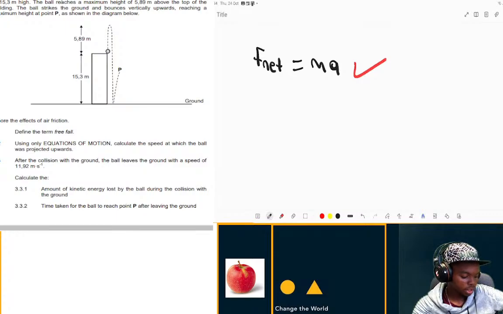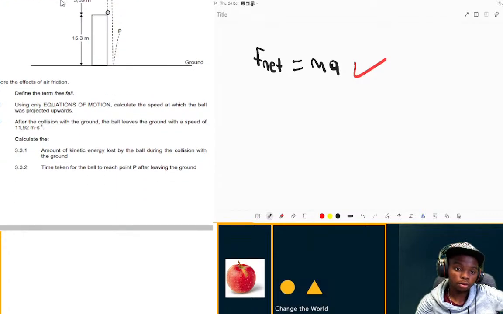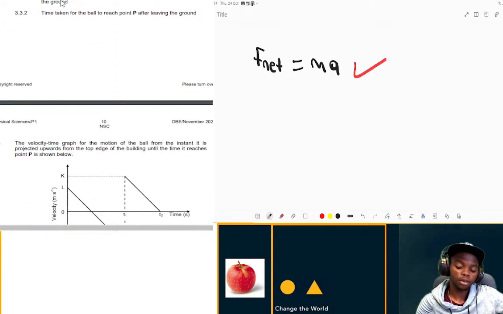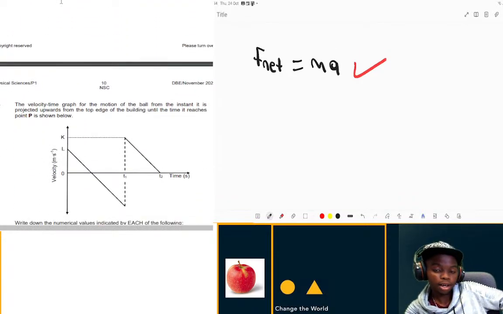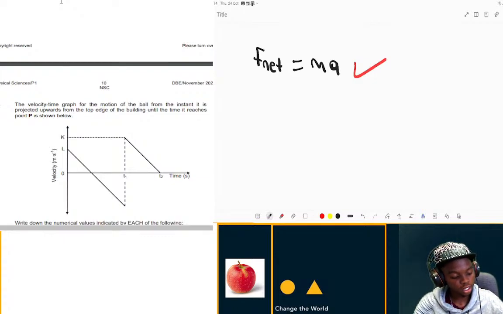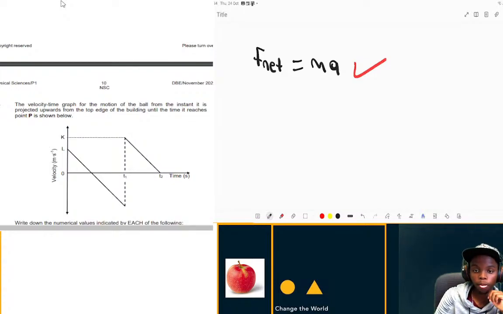And 3.3.1, write a formula, you get a mark. 3.3.2, write a formula, you get a mark. So guys, that's like 3 marks just off of question 3, without even having written anything. Remember, we haven't calculated, we haven't substituted, we haven't had to use our calculators. We just take what's on the formula sheet, and we write it there.